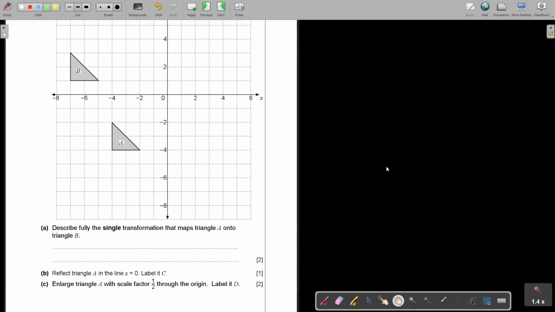Describe fully the single transformation that maps triangle A onto triangle B. Now, if you look at triangle A, you see it's exactly the same size as B. It's not rotated, because you see that the 90 degree angle is facing to this side, and the 90 is still facing to this side. So it is a translation, that's correct.